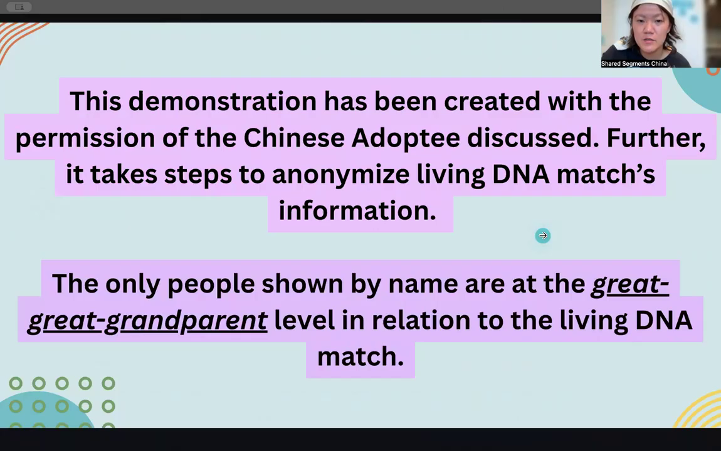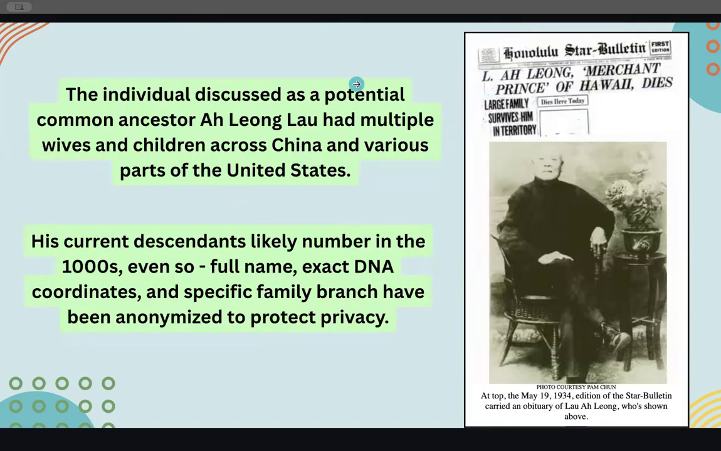All right. So just as a little disclaimer, this demonstration has been created with the permission of the Chinese adoptee discussed, and it also takes steps to anonymize living DNA matches' information. The only people shown by name are that of the great-great-grandparent level in relation to the DNA match. The individual discussed as a potential common ancestor, Luang Lao, had multiple wives and children across China and the United States. So this means that his likely descendants number in the thousands. But even so, the full name of the DNA match, exact DNA coordinates, and specific family branch have been anonymized to protect privacy.